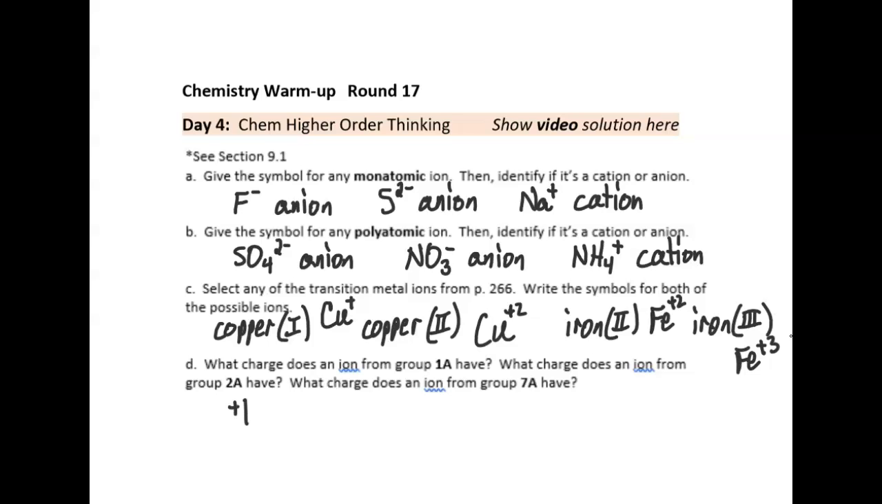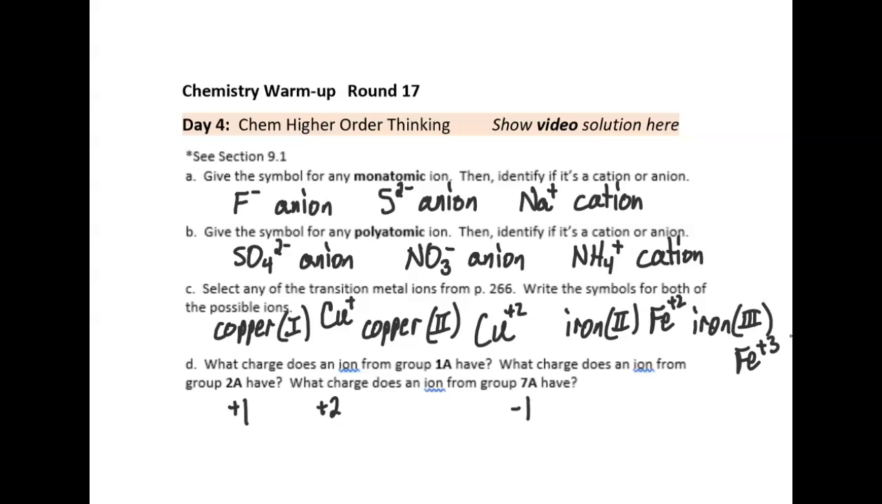Always +1, because the elements in group 1A have one valence electron that can be lost. If an atom loses one valence electron, it ends up with a +1 charge. What charge does an ion from group 2A have? Always a +2 charge. What charge does an ion from group 7A have?